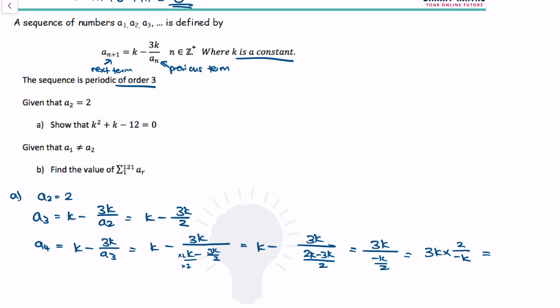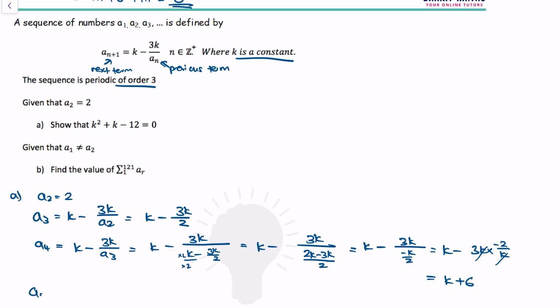Oh, I forgot something in the middle. So let's go back. I forgot the first term k. So these mistakes happen in an exam. Be very careful. So I get k minus 3k over minus k over 2, which is the same thing as k minus 3k times minus 2 over k, which is equal to, the k's cancel out, k plus 6. So that would be a4.